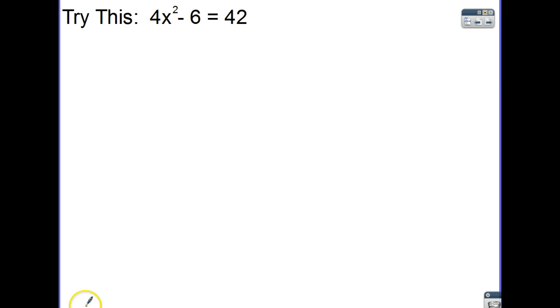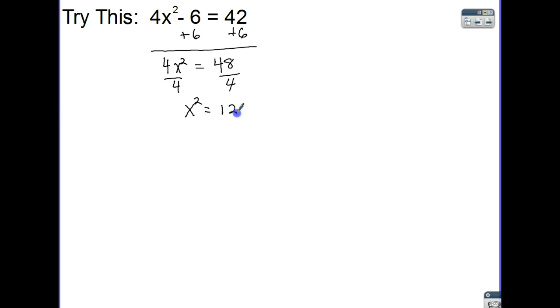Okay, you try one. I have a quadratic equation without an x to the first term. I'm going to isolate x squared by getting it by itself. Start by adding 6 to both sides. So we add 6, we get 4x squared equals 48. Getting x squared by itself, we divide by 4. 48 divided by 4 is 12.